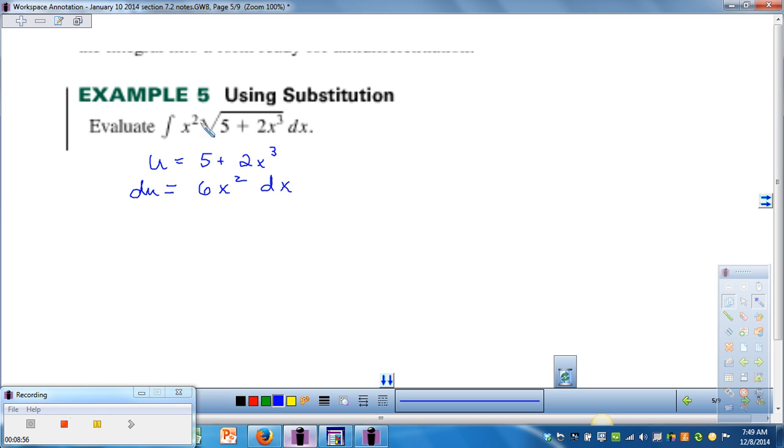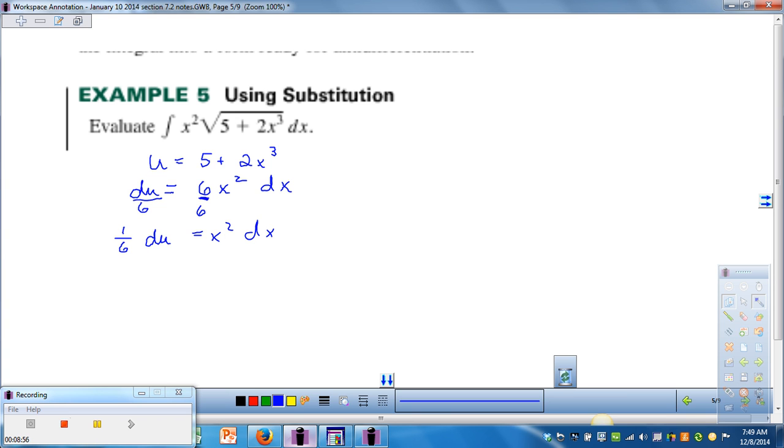Don't leave off the dx. We're replacing everything that's in the original integral. All right, well, I see that I would have the square root of u. I see my dx taken care of. I see my x squared taken care of. What's the problem? The 6 is the problem. How do I get it out of the way? Divide by 6 on both sides. So I have 1/6 du equals x squared dx.